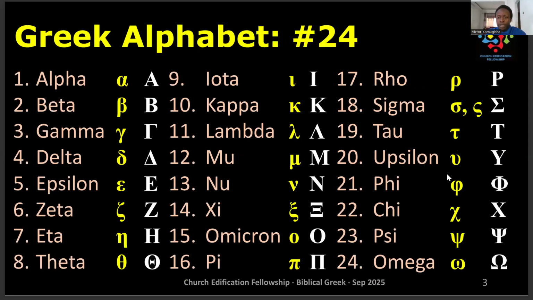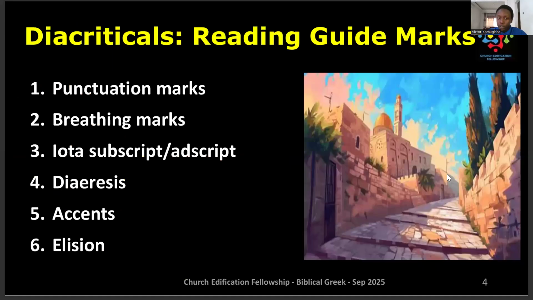We've learned the Greek alphabet, the letters, how they are written in small letters and capital letters, minuscule and majuscule, lowercase and uppercase. We've learned the unique letters, those that are quite different from our English alphabet and those that are quite similar. We've learned also diacritical marks.